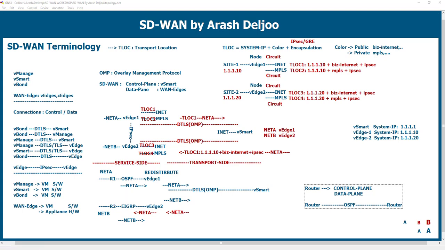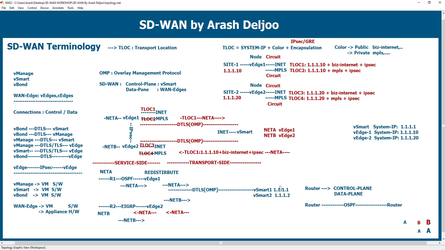Okay? And you know that maybe there is more than one vSmart in our SD-WAN. If you have more than one vSmart, and this is for redundancy and load sharing, for example, vSmart 1 and vSmart 2, all of this process is repeated for these two vSmart. For example, vSmart 1 router system IP is 1.1.1.1 and vSmart 2 is 1.1.1.2. The process of advertising routes to vSmarts and then advertising routes with OMP from vSmarts to WAN edges is repeated with two vSmart.